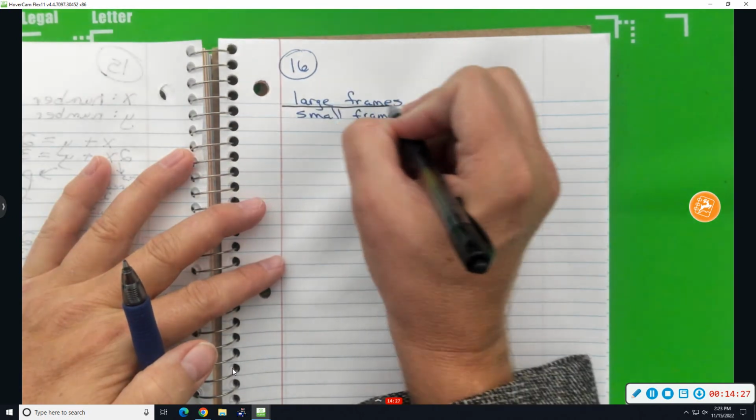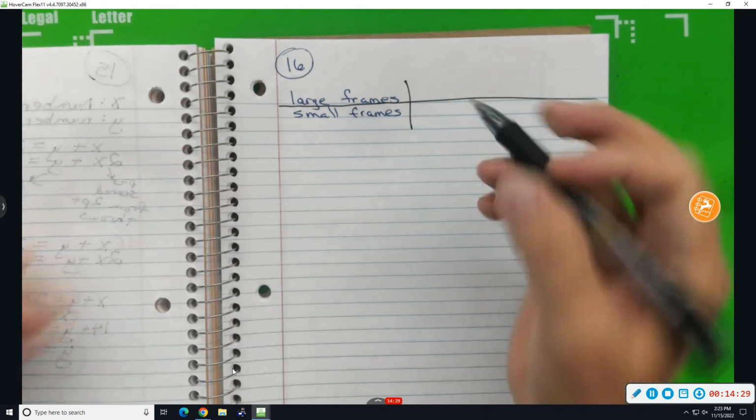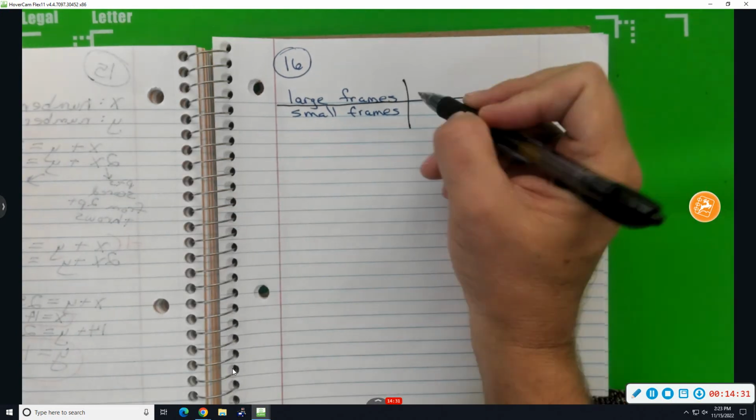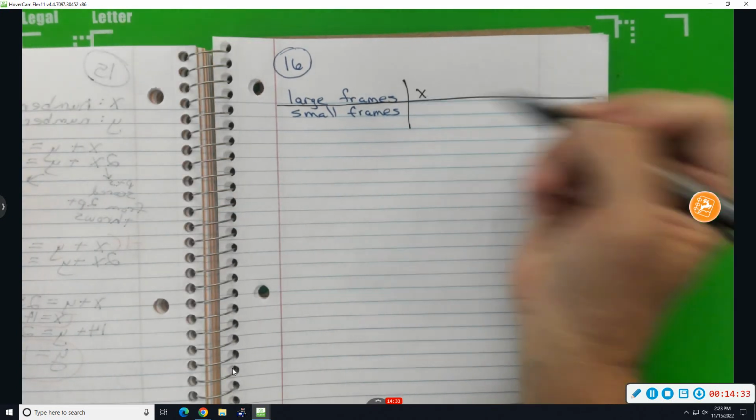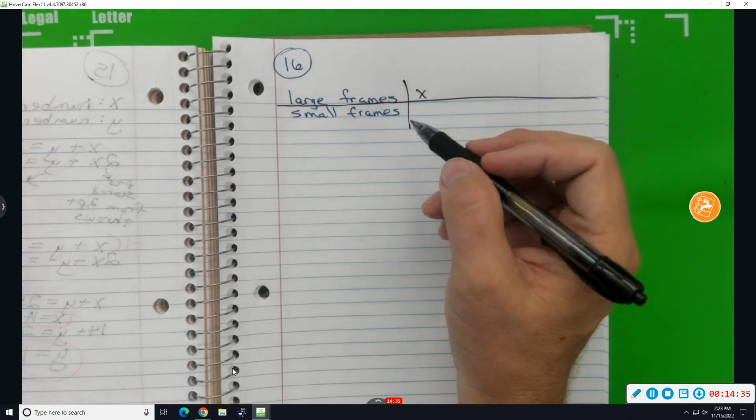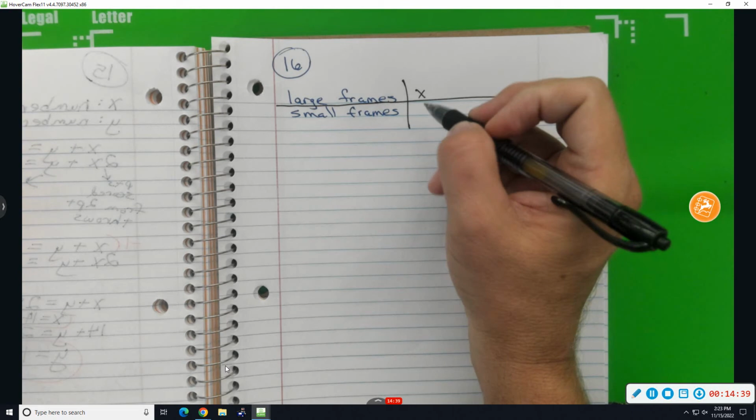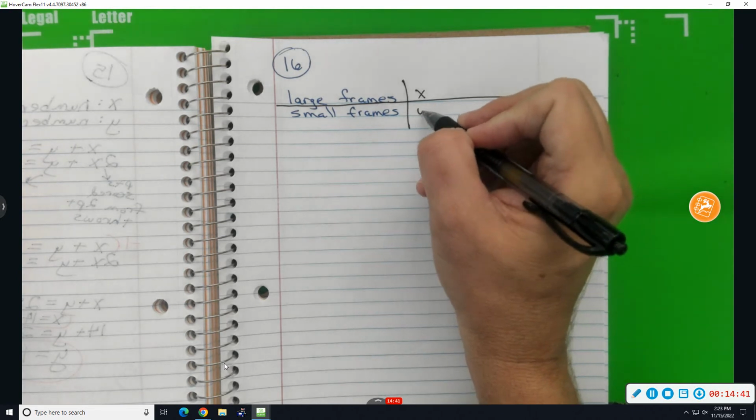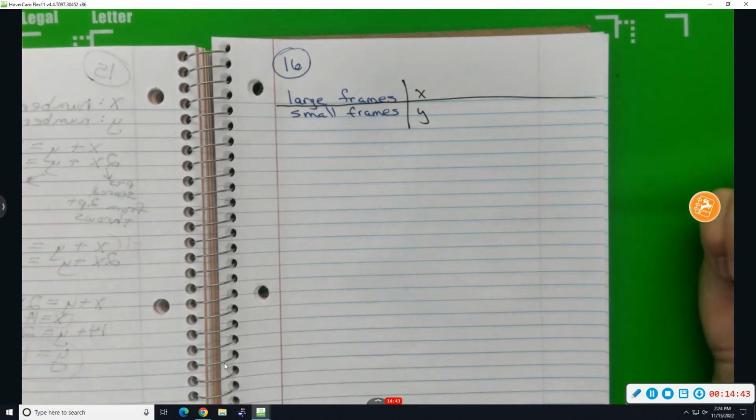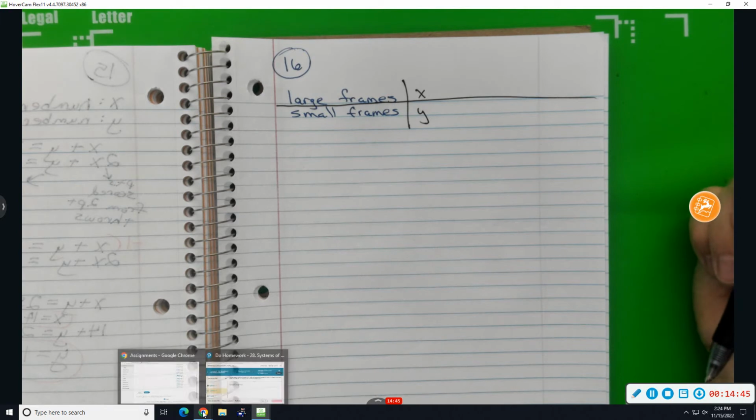We don't know how many large frames she bought, so we'll just say X. And we don't know how many small frames she bought. I bet you're right. These are picture frames, okay? She's buying picture frames. And so we'll say Y for the number of small frames.